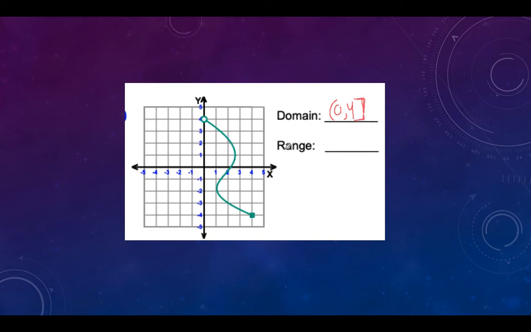Okay, now range. The lowest it goes is -4. The highest it goes is +4. So from -4 to 4 is our range. Now at -4, you see it can equal that. It's a closed dot. So we're going to throw in the square bracket. But at 4, it cannot equal it. So you're going to throw in the curved bracket.